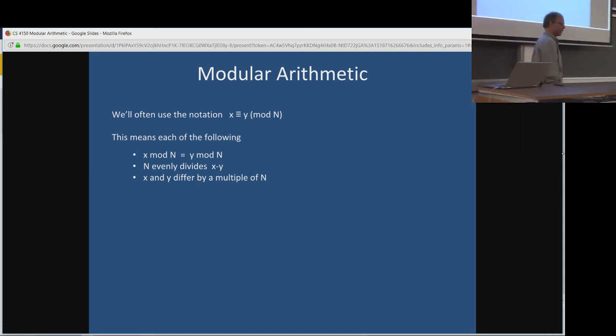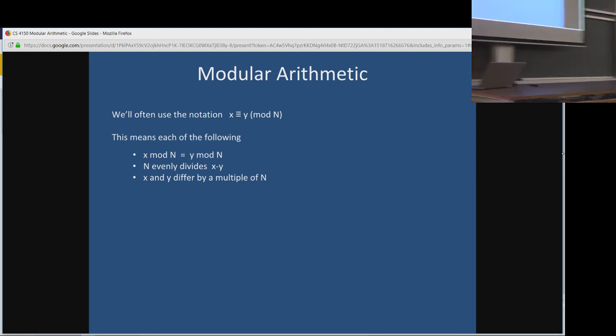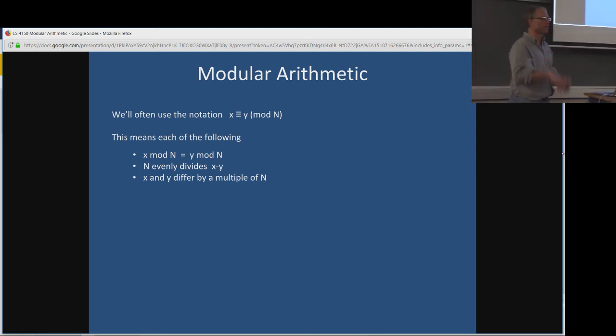So what's 9 minus 5? 4. And 4 evenly divides that. So 9 and 5 are equivalent mod 4. So if the two numbers differ by a multiple of the modulus, they're equivalent mod 4. So various ways to think about it.